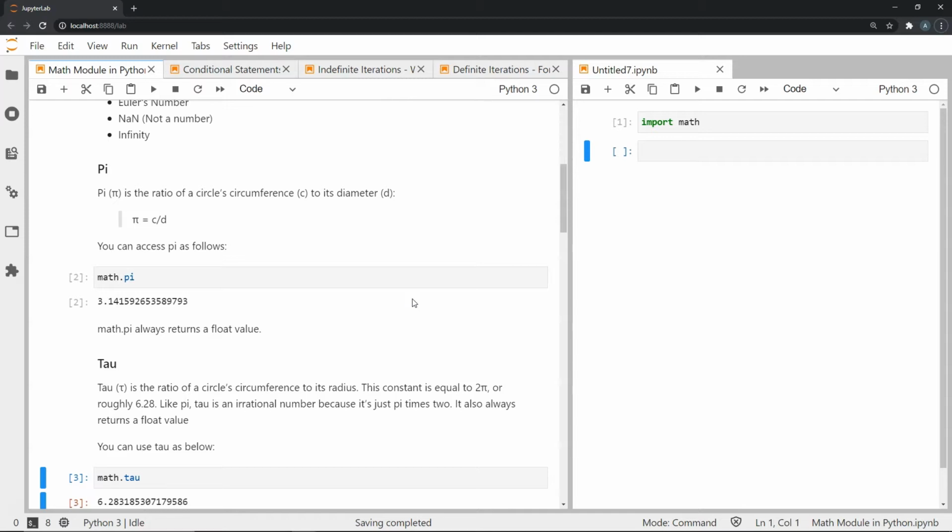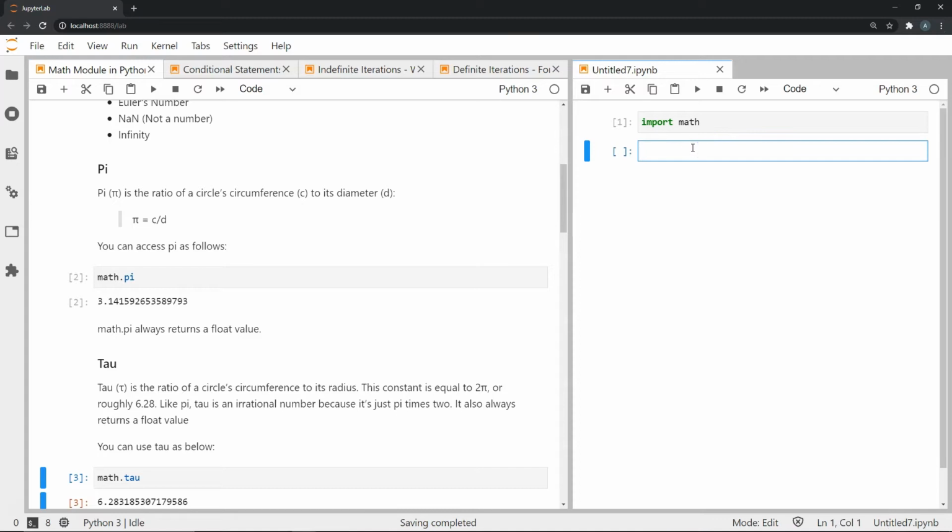Pi, as you know in maths, is the ratio of a circle's circumference to its diameter, and pi is an irrational number. You know the value of pi is 3.14 something. Since it's an irrational number, we cannot define it in terms of a specific fraction, but it can be approximated to the fraction 22/7. So how do we access this?